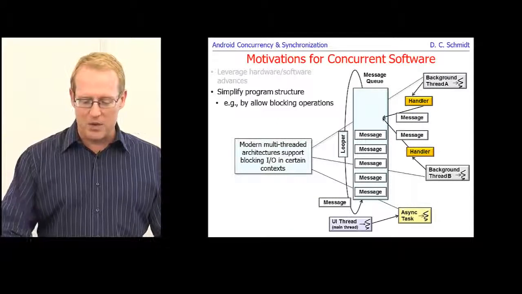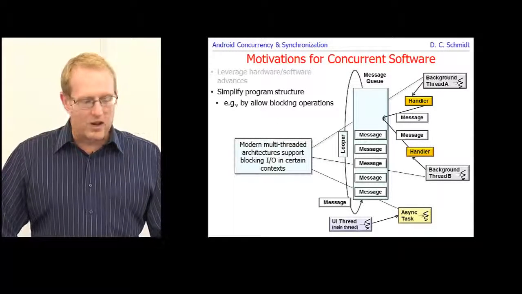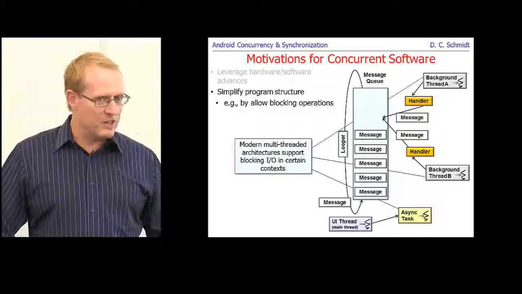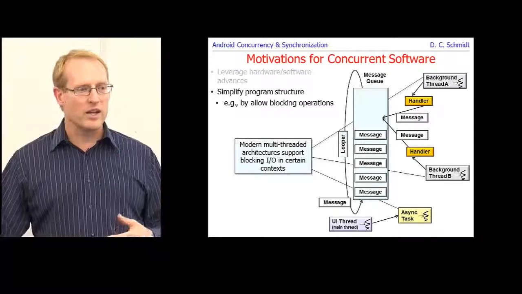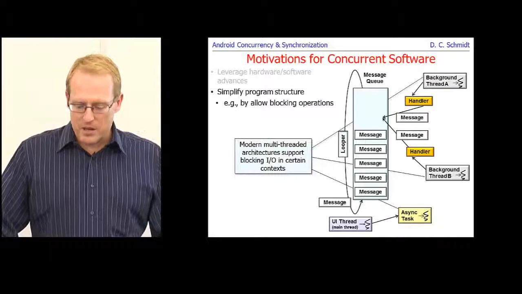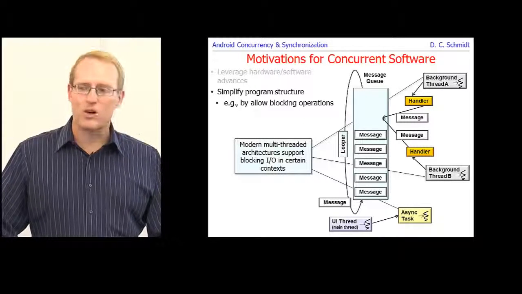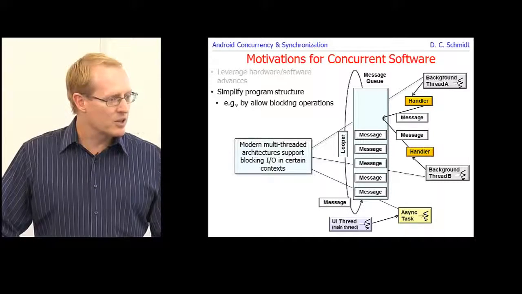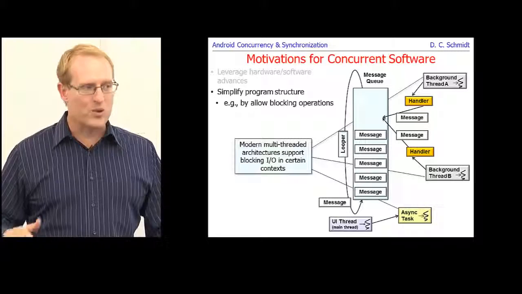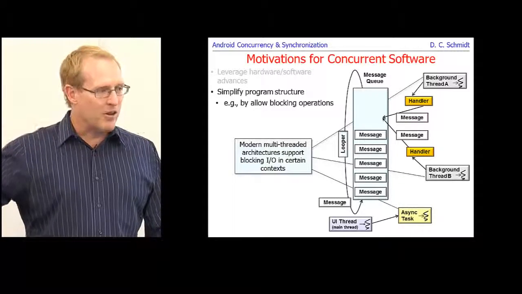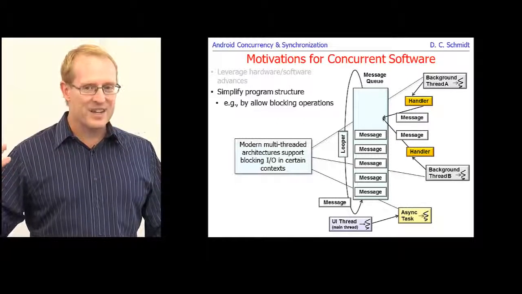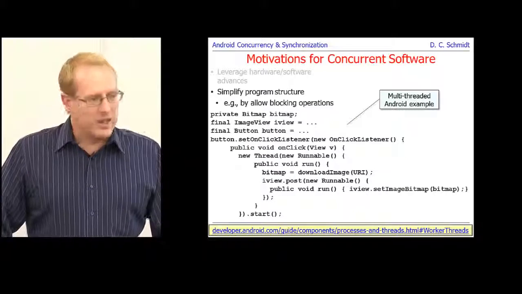So let's take a look and see how this might work. Modern multi-threaded architectures support blocking I/O in certain contexts. In the case of Android, these are contexts for things that can run, quote, in the background, in threads of control that have been spawned to do other kinds of things. As you'll see when you do your next assignment, we're going to work on the runnables and handlers model of concurrency, which works this way. We're going to work with the messages and handlers approach. We're going to work with AsyncTask. All of these allow background operations to run concurrently, and they can do blocking operations without affecting the main thread of control.